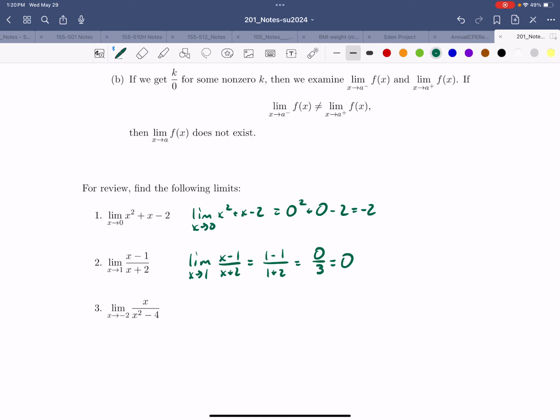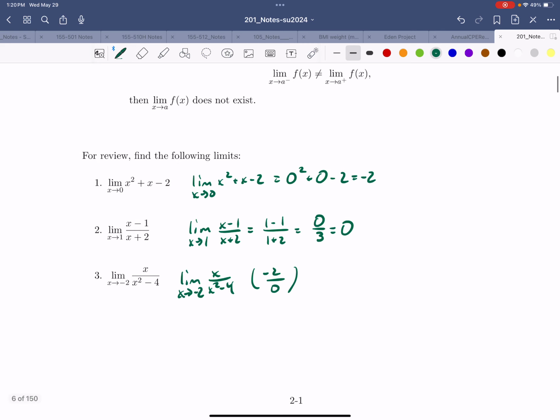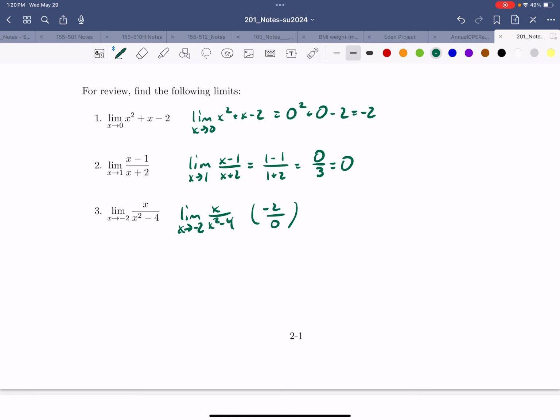Okay. Now, number 3 is a little more problematic because if we try to plug in negative 2 straight up, well, maybe you can see we wind up with negative 2 over 0, and I'm putting that in parentheses, right, because that's not a number. That's not defined. So what we have to do is look at the left-hand and right-hand limits. So what I'm going to do, I'm going to write an LH here. And I'm going to say as x approaches negative 2 from the left, we have, and there's no real technique here. This is just numerical reasoning, right?